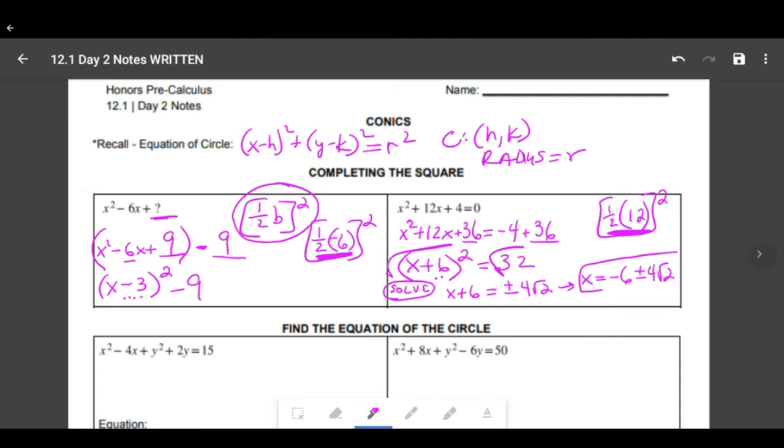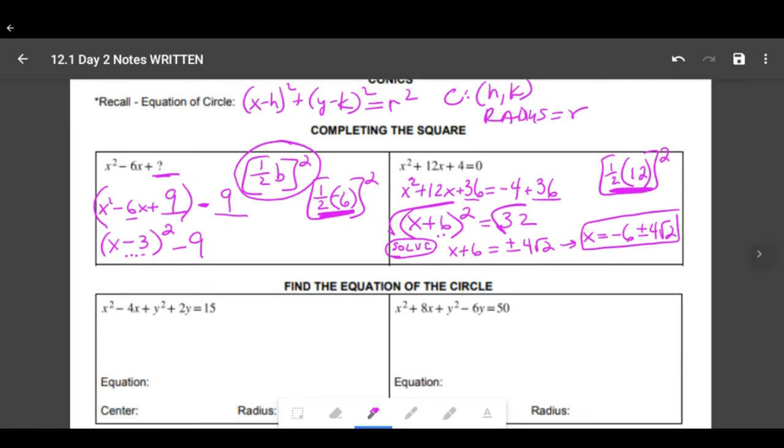Again, that's if the direction said solving. If it doesn't say solving, then you wouldn't have to go that far. You would just stop where I had before I started, square rooting both sides and going from there. Okay? So that's just the basic concept of completing the square.